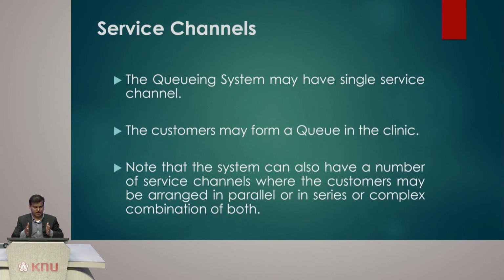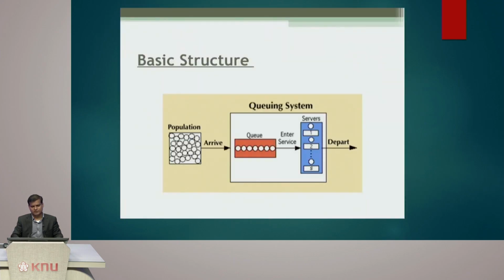Yes, the number of service channels is an essential part of modeling the system. This is a basic structure where we can see the entire population. As they arrive into the queuing system, they fall into the queue first, and then they enter the service area where they can be served by the server. In this example, you have multiple servers, and once served, the customers can depart from the queuing system. So, you can consider the entire system.